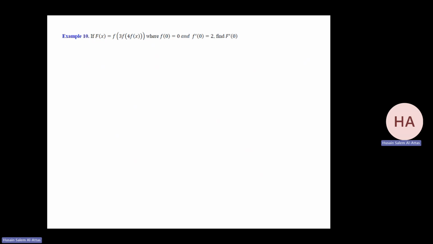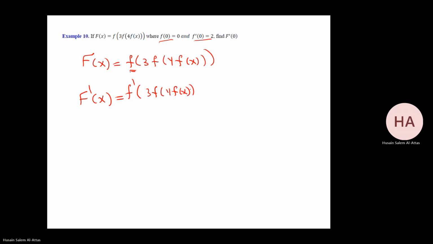Now I'm doing it with functions, where I have some properties, some values of the function. Capital F of x is f of 3 f of 4 f of x. So capital F prime, this is the outer, so I have f prime at this. Are we done? No, not yet. I need to find the derivative of this. It's 3 times the function, so it's 3 times the derivative of this, which is f prime at 4 f of x. Are we done? I need the derivative of this, times 4 f prime at x. Done, because the derivative of x is 1, no need to worry about it.